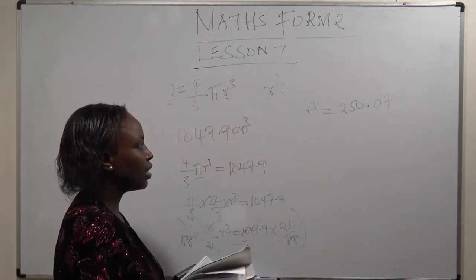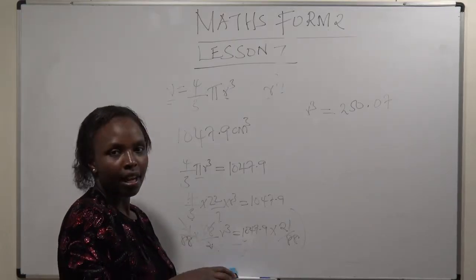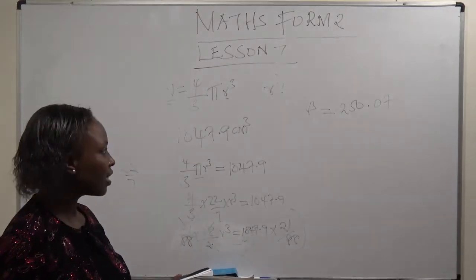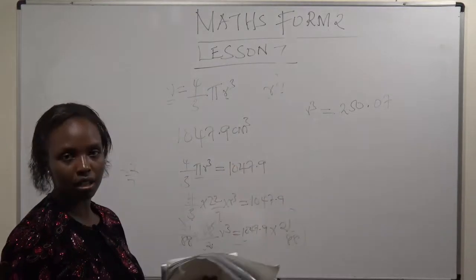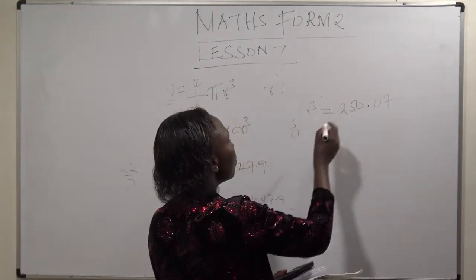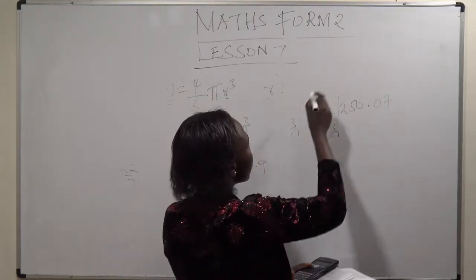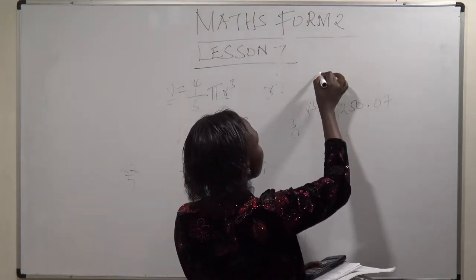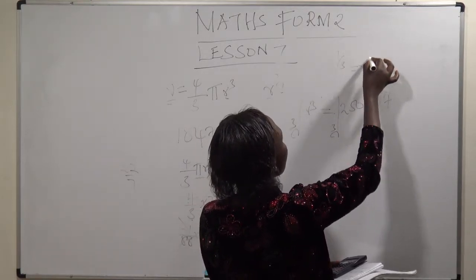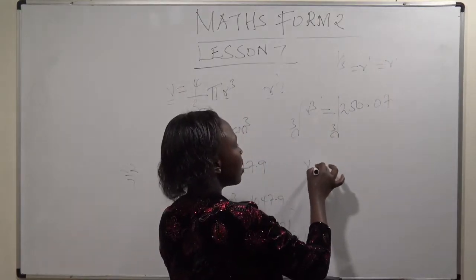So r cubed is equal to 250.07. Then for you to get the radius, remember this is radius cubed. You look for the cube root from both sides, and you know this one is going to cancel because r cubed to the power a third is equal to r to the power 1, which is equal to r. So in that side you are going to be left with r.